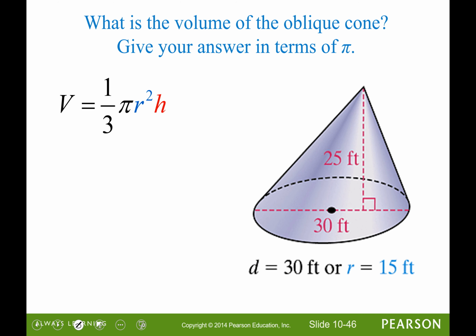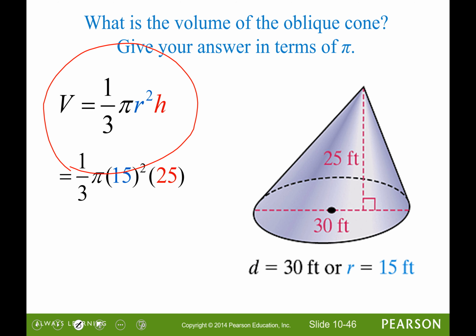What is the volume of an oblique cone? Give your answer in terms of pi. All right, same formula. Doesn't matter if your cone is oblique or right. Same formula, 1/3 pi r squared h. So using our height of 25 and our radius of 15, and this time we are asked to give our answer in terms of pi. So don't use that pi key on your calculator. Leave it alone. It's 1,875 pi, and that units would be cubic feet.